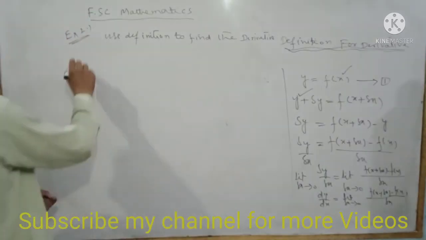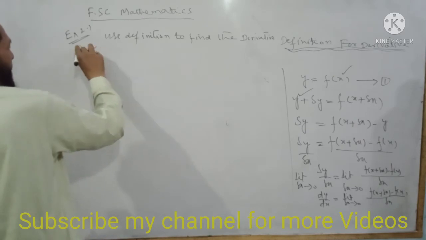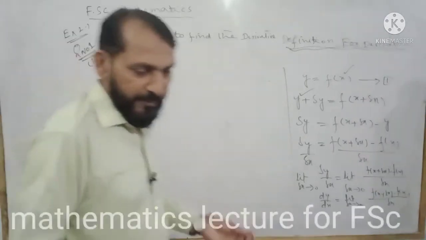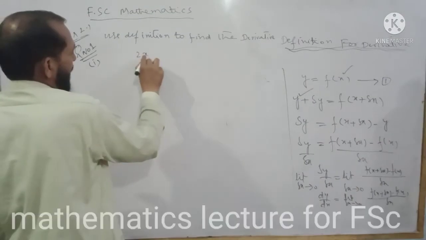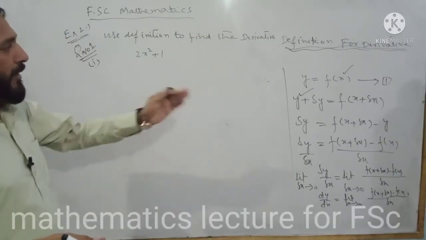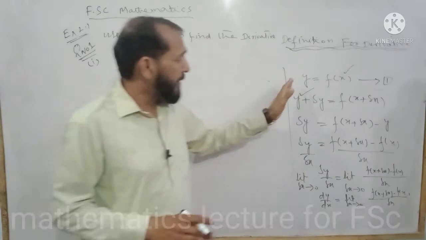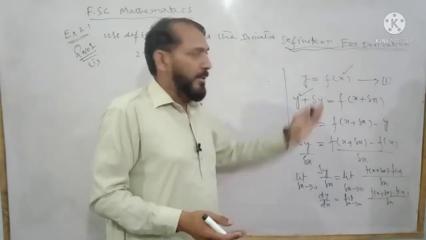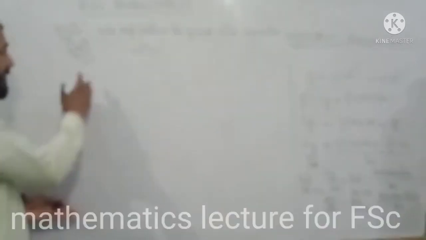Okay, this is question number 1. We take as the first part 2x square plus 1. This is the statement of the question, 2x square plus 1. This is the question we have to solve by using the definition of the derivative. For this question, we have to take the same steps and solve it. Okay, I made you all understand this process for the definition of the derivative. Now we have to start question number 1, the first part.